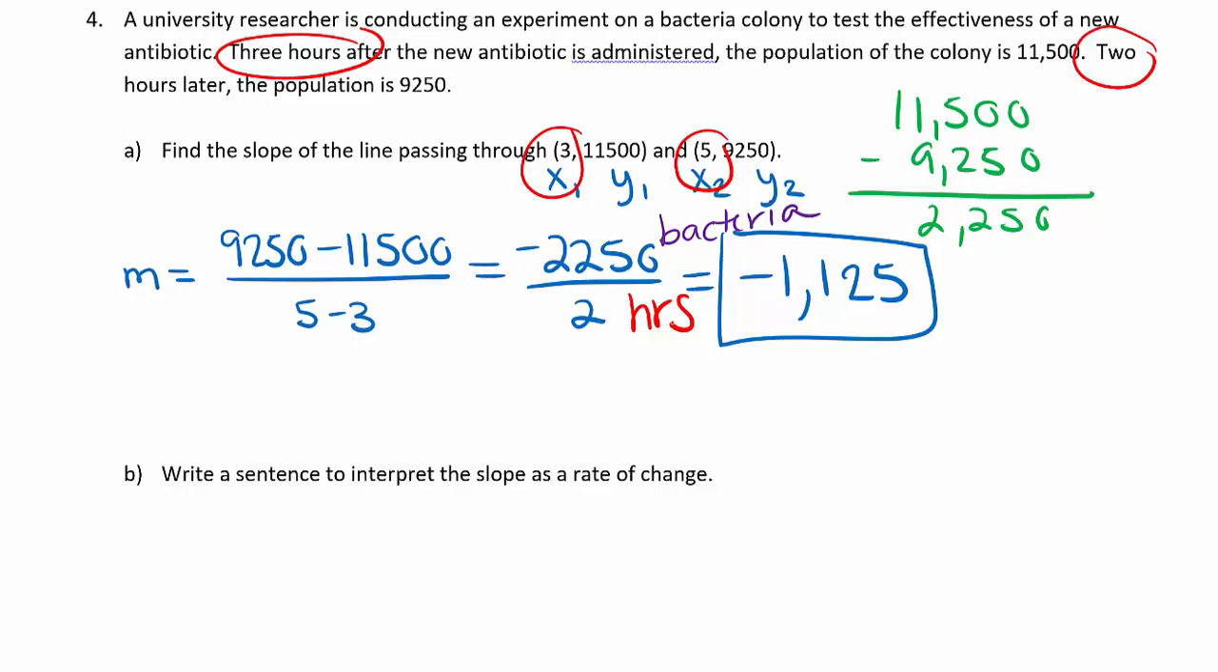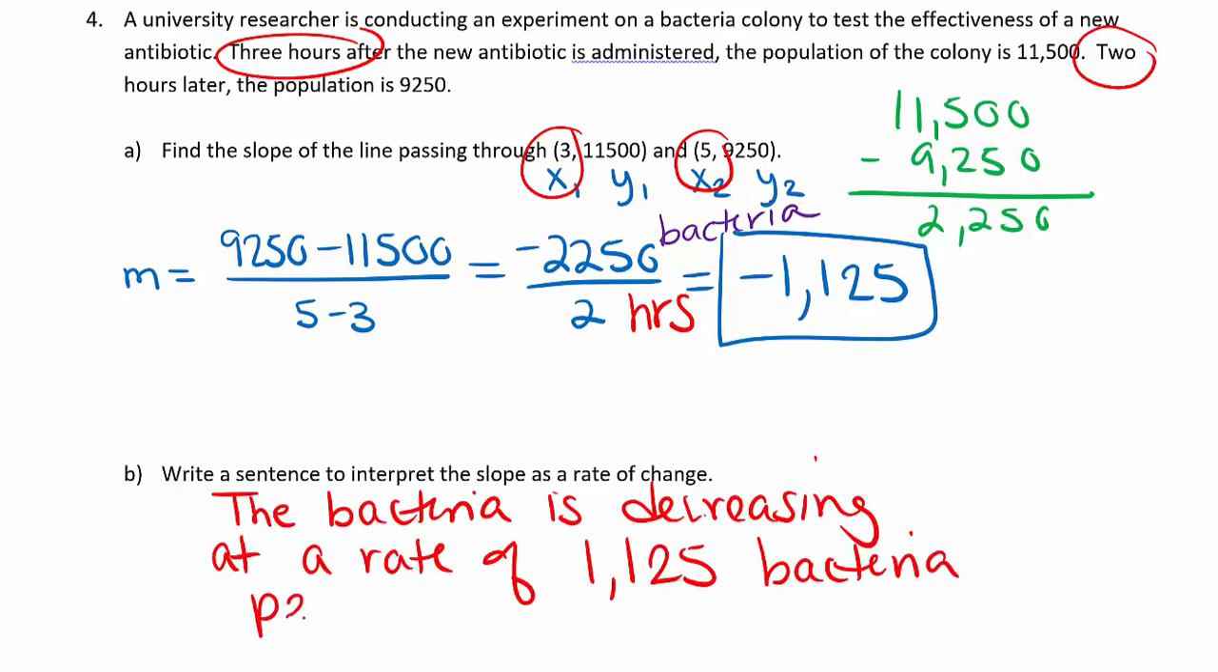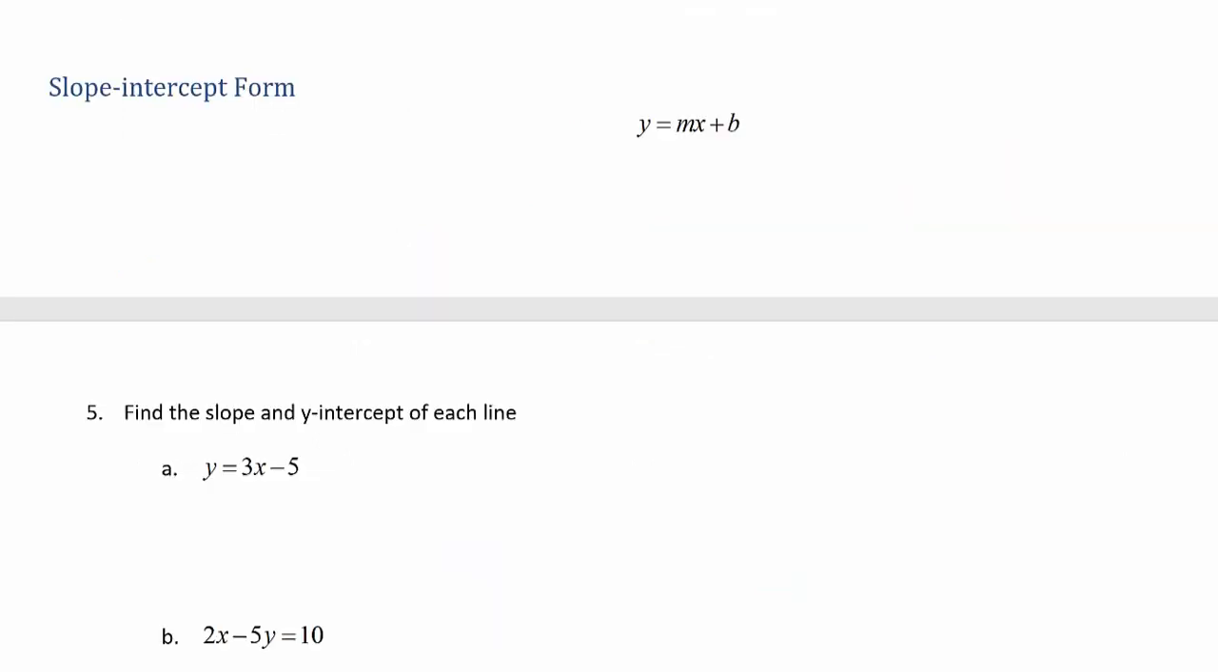Because I have a negative slope, the amount of bacteria is decreasing. And so I could say that the bacteria is decreasing at a rate of 1,125 bacteria per hour. The second thing I'd like to talk about today is how can you find the slope if you're given an equation of a line?